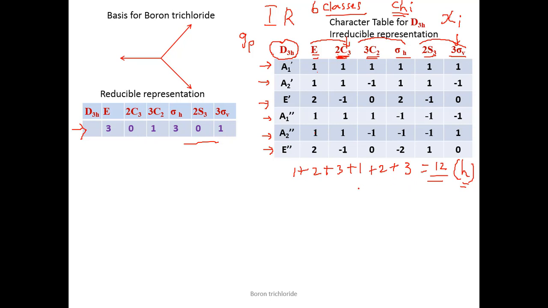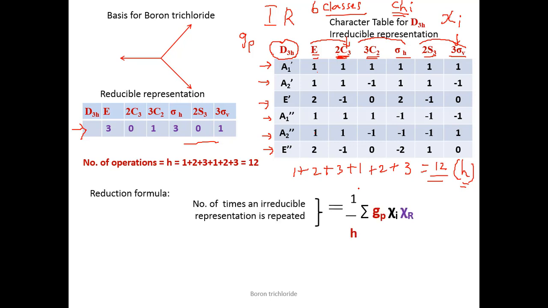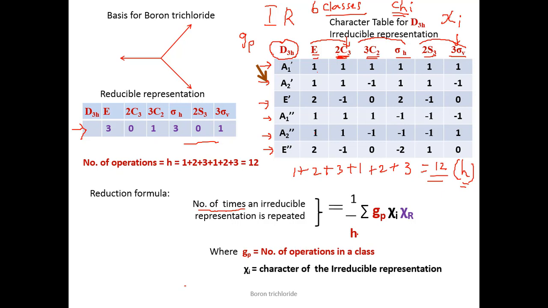Now we will go to the reduction formula. So here I have written the number of operations as 12. After that I have written the reduction formula. The reduction formula gives the number of times an irreducible representation is repeated. It is 1 by h, where h is the total number of operations. GP is the number of operations in a class. Chi R is the character of the reducible representation.